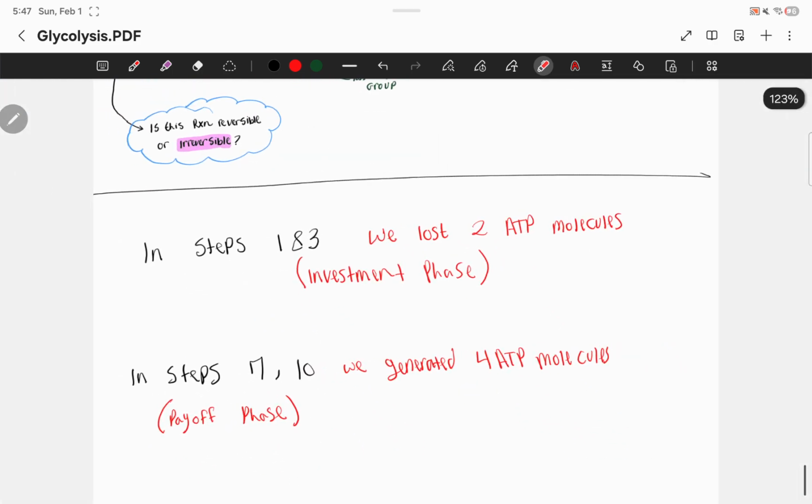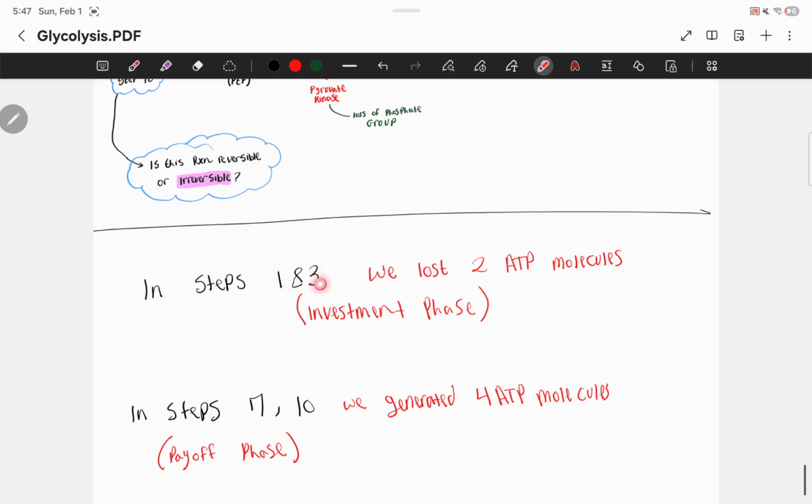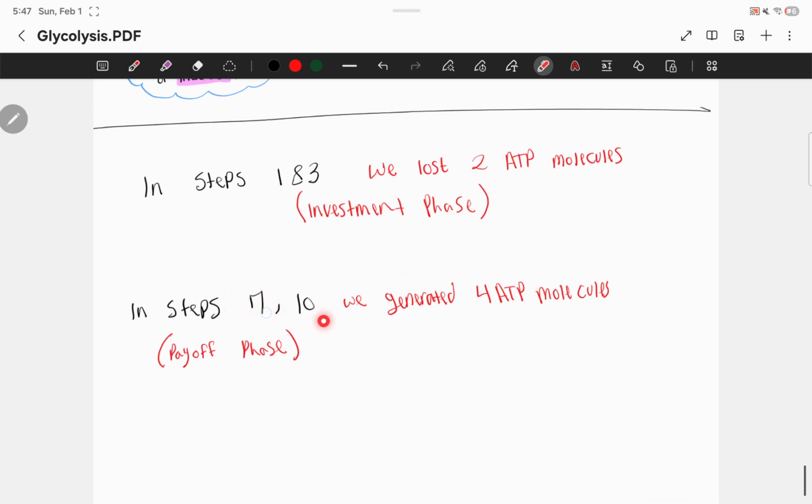Finally, this is the whole glycolysis reaction. I hope it made sense. And just remember that in steps 1 and 3, we are losing 2 ATP molecules. This is in phase 1, known as the investment phase. And then in steps 7 and 10, we are generating 4 ATP molecules. So in each step, we're generating 2 ATP molecules from ADP. That means we are losing a phosphate group, okay? And it's the payoff phase, so we have 4 ATP.